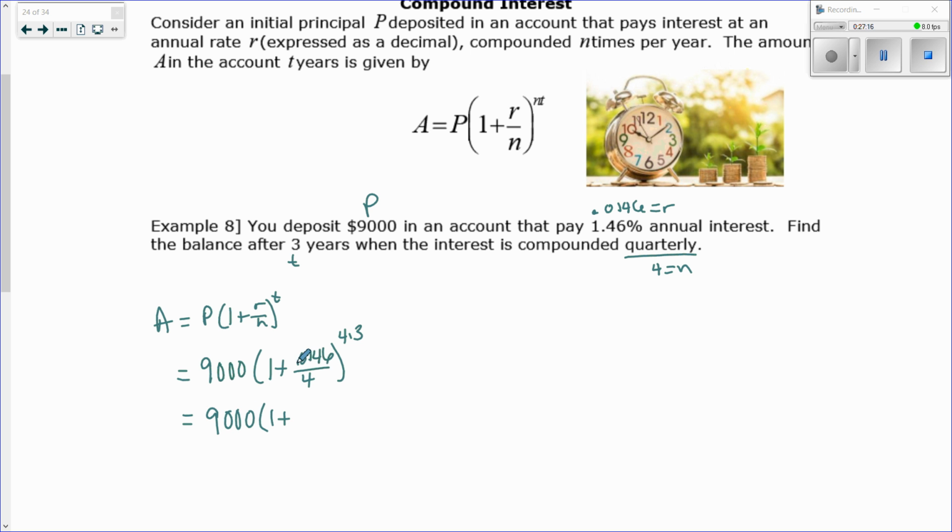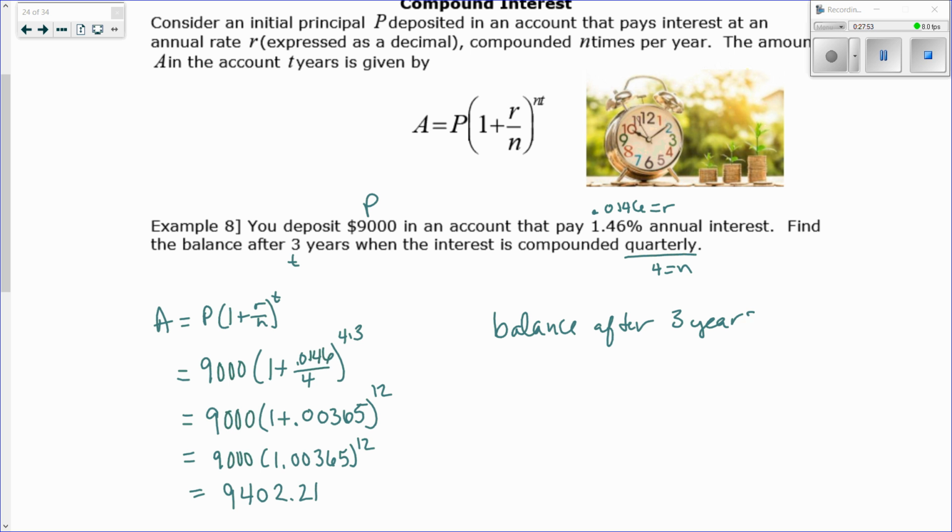So that's 9,000. And I'm going to put my decimal into my calculator. If I have a graphing calculator, I can type it in all at once. But if I don't, I'm going to have to break it down into steps. So 0.00365, and then 4 times 3 is 12. So 9,000 times 1.00365 to the 12. And that will give me $9,402.21. So my new balance after 3 years is $9,402.21. So that means that I only gained $402 in 3 years.